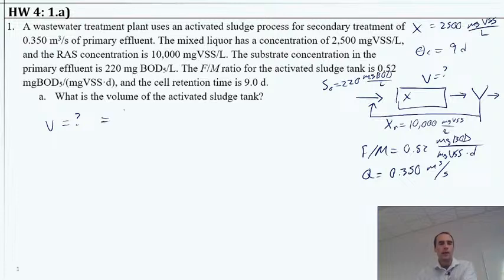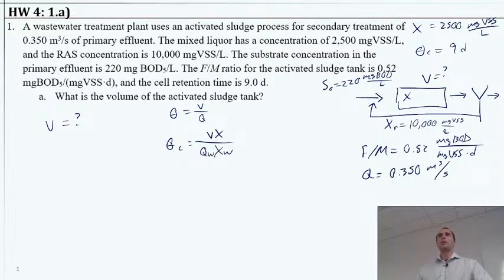Okay, so we want to know volume. We know that if we had the theta, we could just say theta equals V over Q. The theta C is not quite so simple, but we might use that. We could check and see if we have the information. Theta C is V X divided by Q W X W.